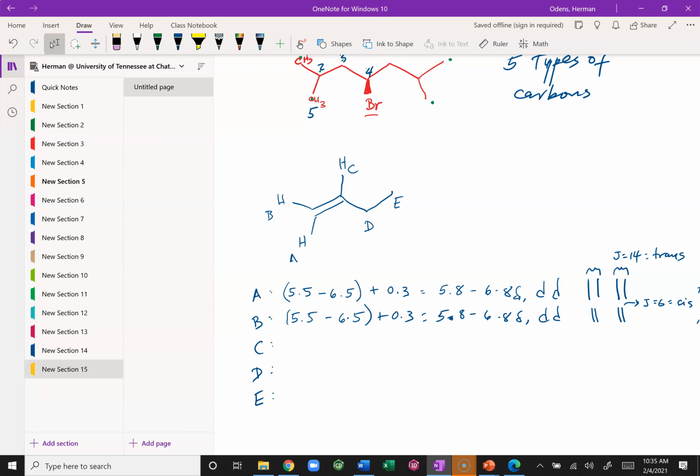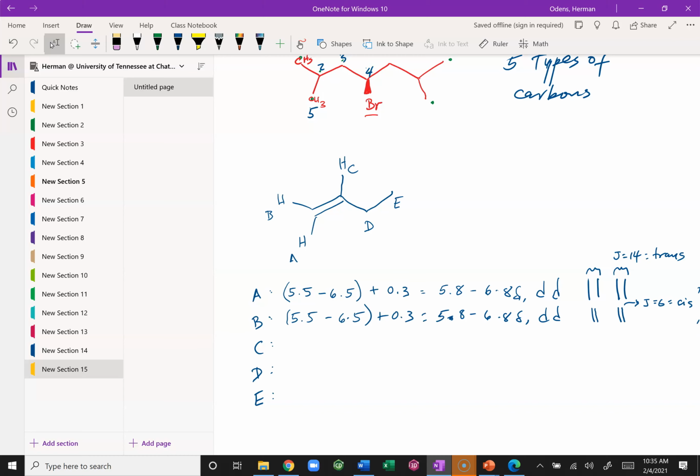All right, how about C? Is there a range of J values that we should know for these, like between 0 and 10 versus something like that? That's a good question. I've seen that trends usually are above 10 for trans, and anything below 10 should be cis.